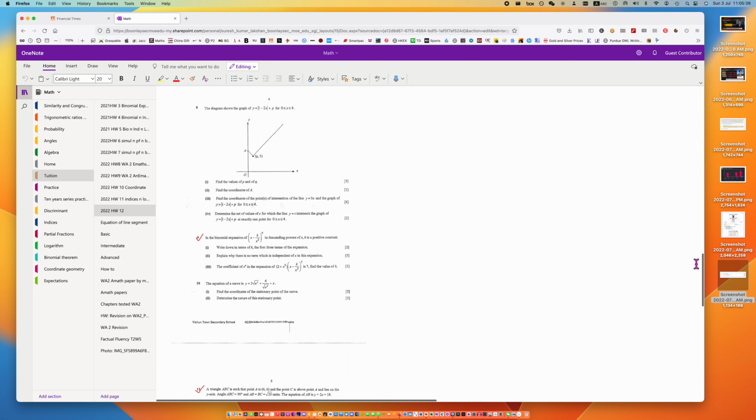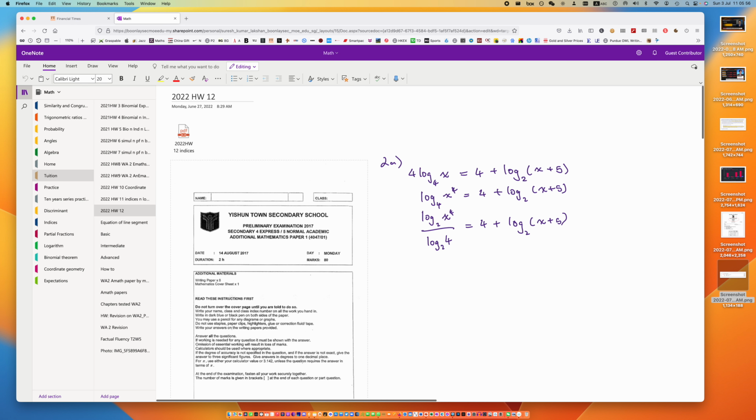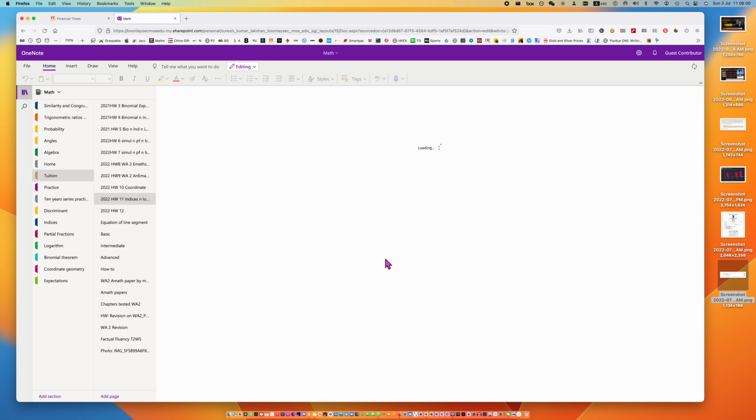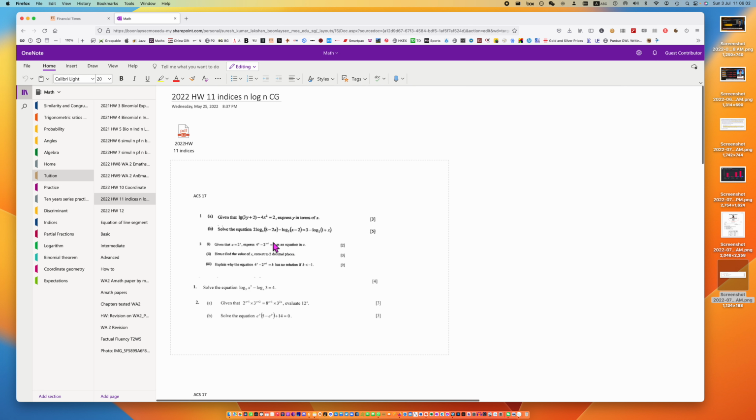Wait, I don't understand. Why? Your coordinate geometry is from your E math. No, we are talking about A math coordinate geometry. We never learned coordinate geometry in E-maths. Your school might not teach you the A math coordinate geometry, but we have moved on to coordinate geometry already. So logarithm and indices should be far behind us already.